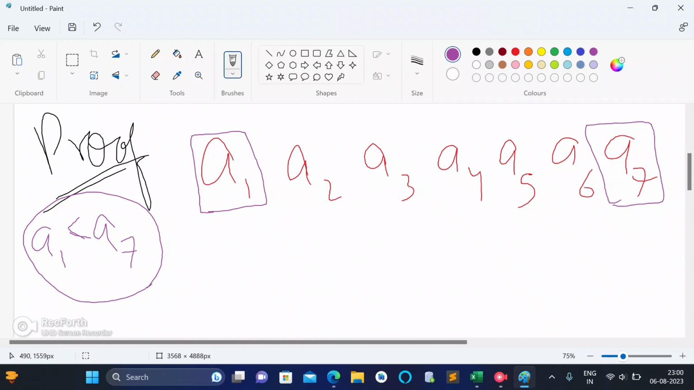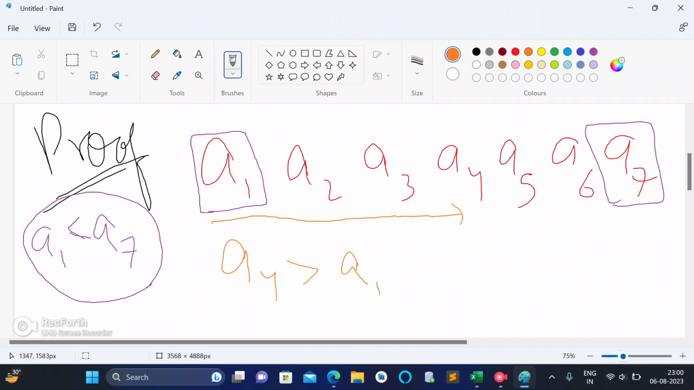Now let's start traversing from A1 and find an element which is greater than A1. I move to A2, then A3, then A4. When I reach A4, I find that A4 is actually greater than A1.